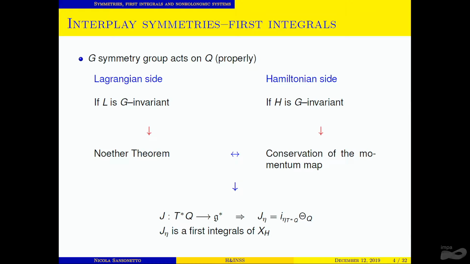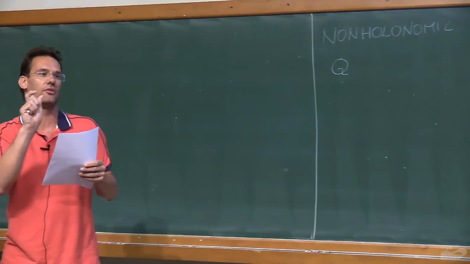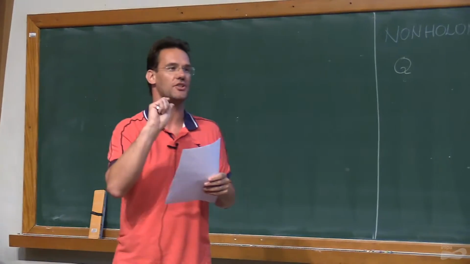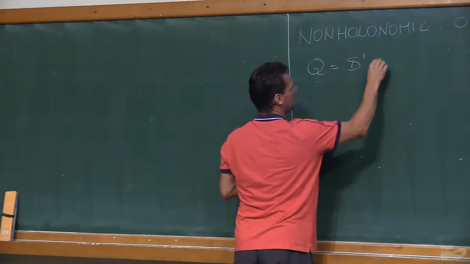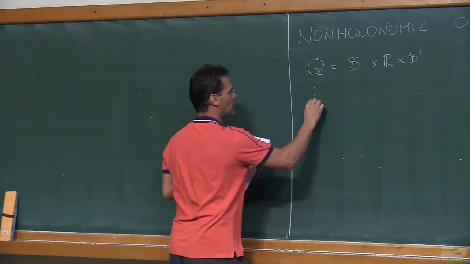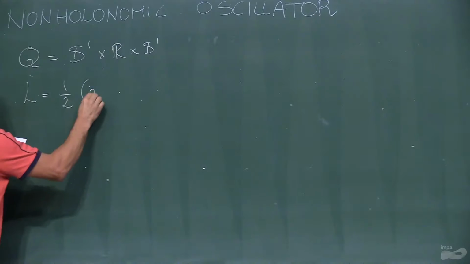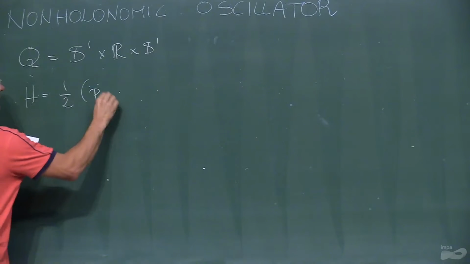This is really a toy example that contains many, many interesting things. It is a free particle with a kind of spring-like potential, defined on a space that has some property: S^1 times R times S^1. This is the configuration space. The Lagrangian is the one of the harmonic oscillator. I'll let mind the Hamiltonian is better for our purposes.